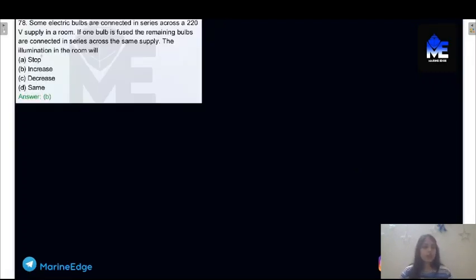Now, next. Some electric bulbs are connected in series. So, we have a series connection of bulbs, right? Across a 220 volt supply. Now, what is it asking? If one bulb is fused and the remaining are connected in series across the same supply.